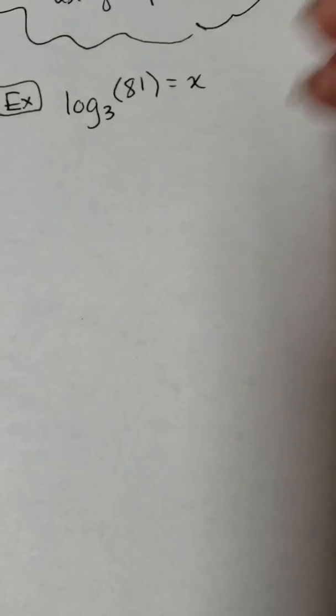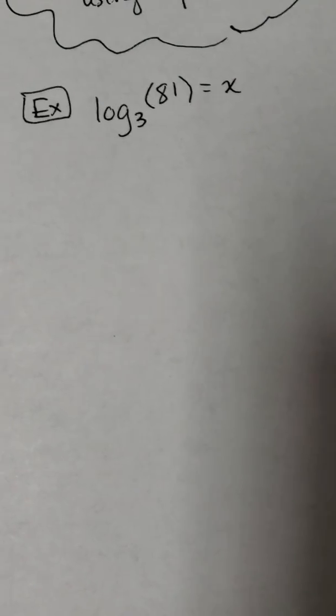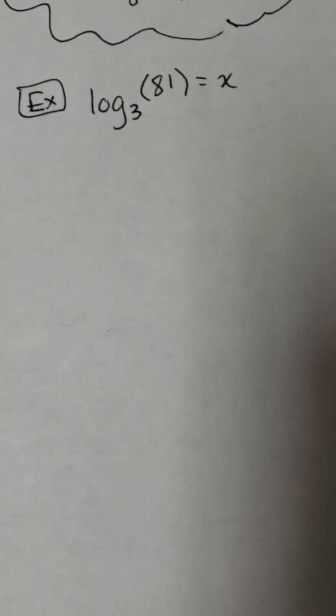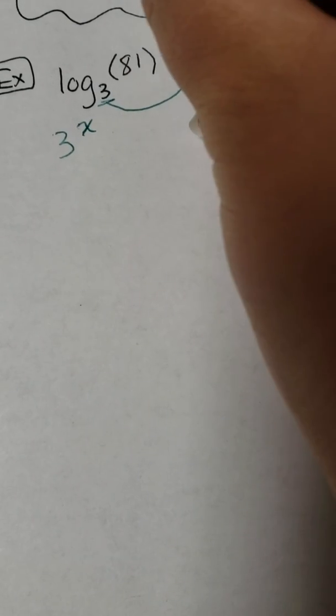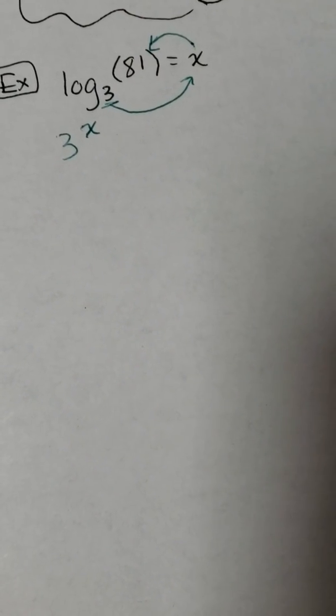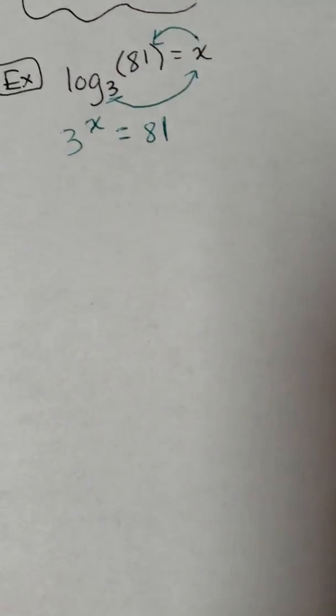So let's say you have log base 3 of 81 is equal to x. Now if you had a calculator, you could just plug it in, of course, but we're trying to do this without a calculator. So I'm going to rewrite this as an exponential. I go from my base, 3, around to the power of x, and around, so it's equal to 81.